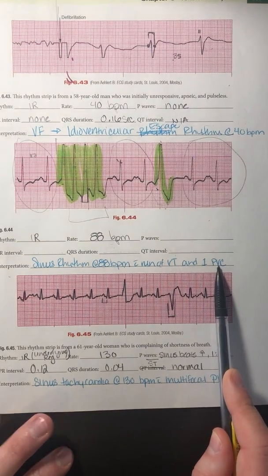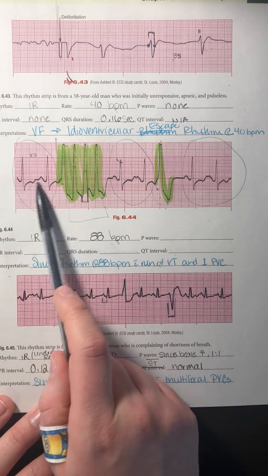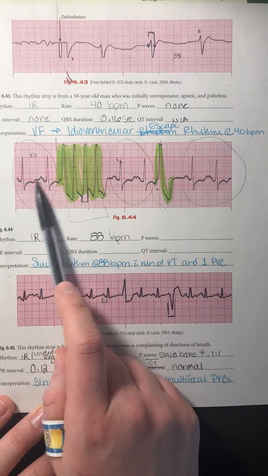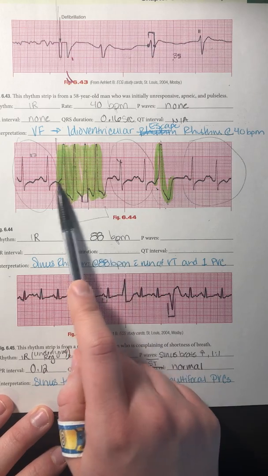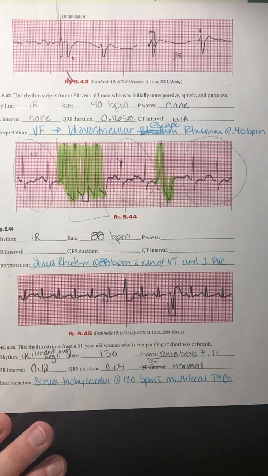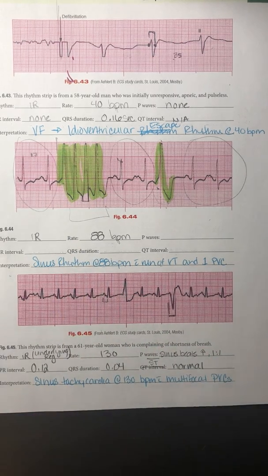VTAC and 1 PVC. Kind of important here to get that underlying rhythm rate because we know that they're not consistently running at VTAC, so we don't want it to mess with our rate.